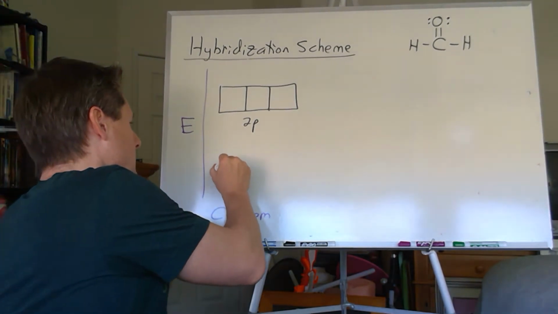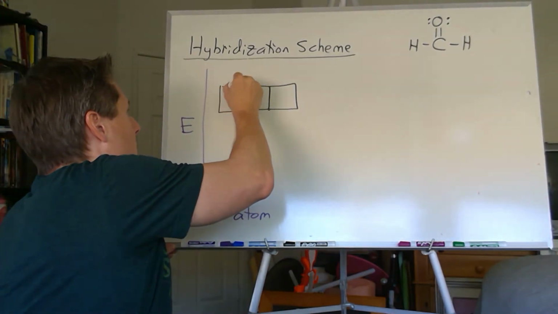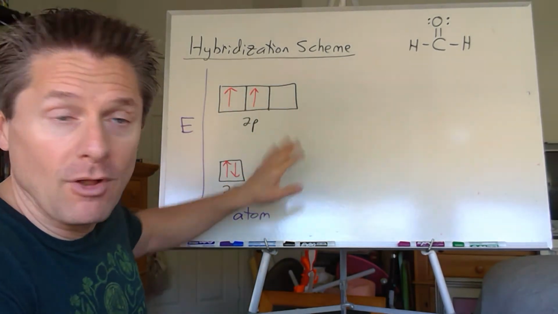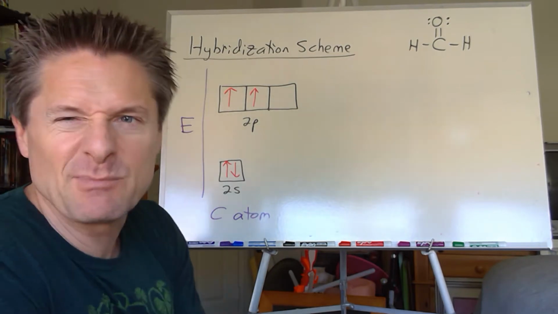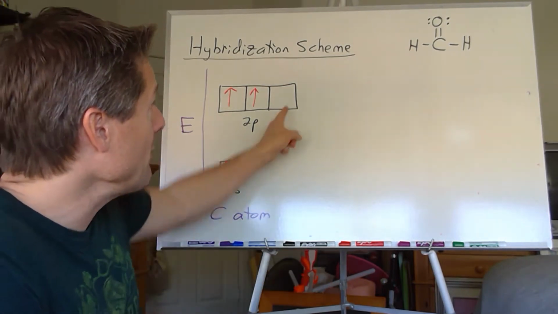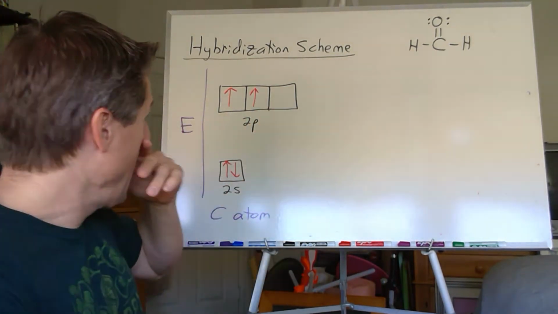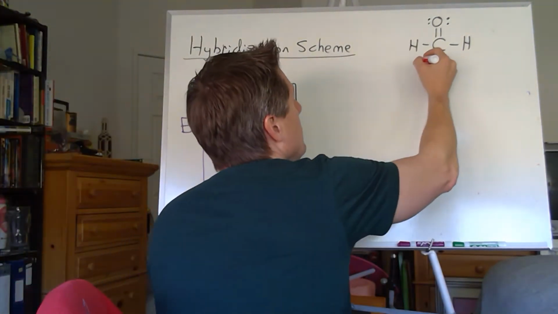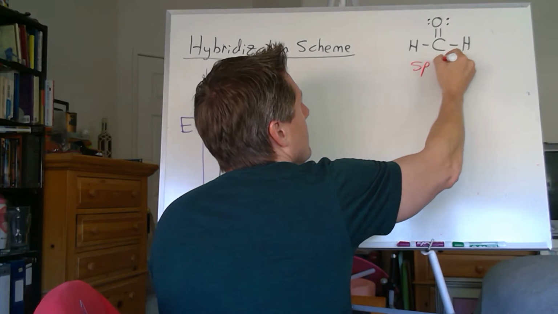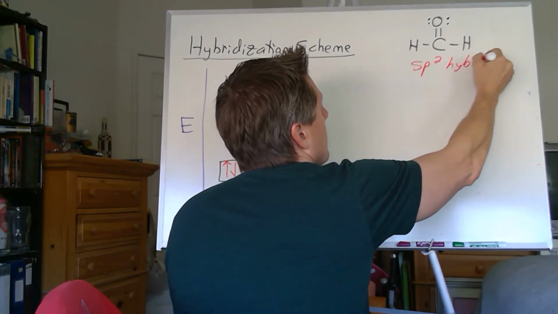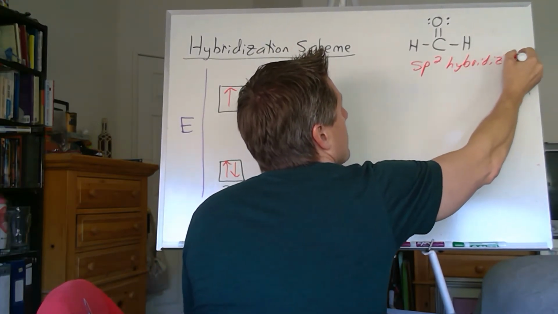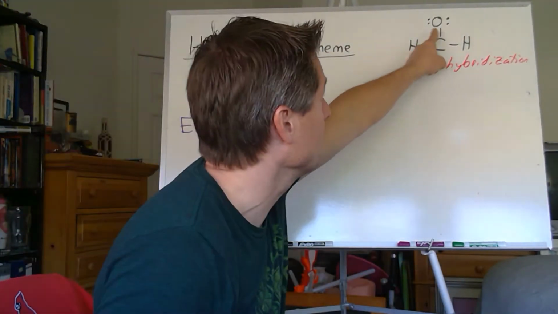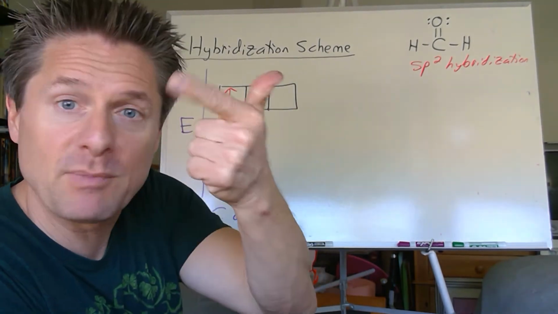So 1, 2, 3, and 4. And you can put those anywhere. Doesn't matter. These are all degenerate. And I don't designate px, py, pz in this scenario. But imagine this is px, py, pz. Have fun with it. This is sp2 hybridized. We determined before because of the 3 electron groups, right? 1, 2, 3 electron groups, 3 hybrid orbitals, sp2.